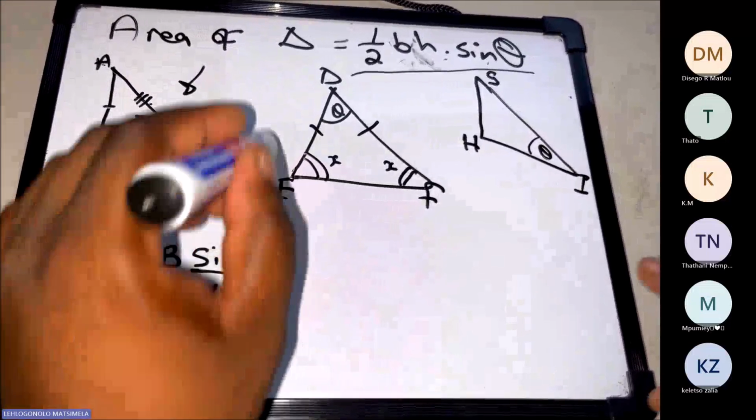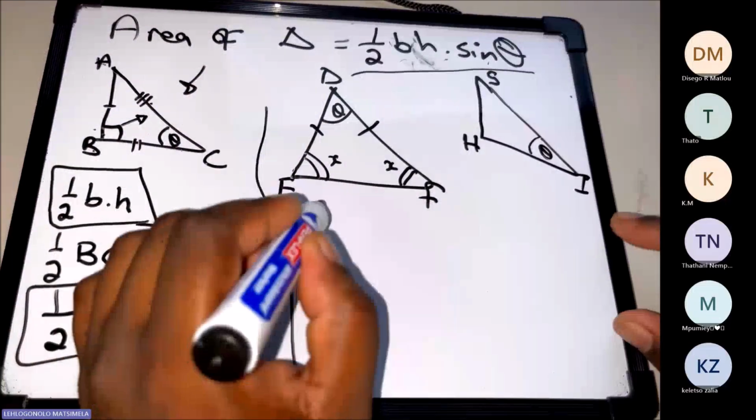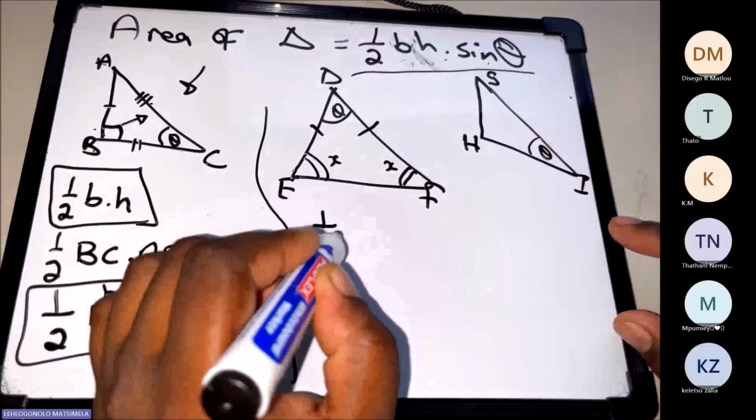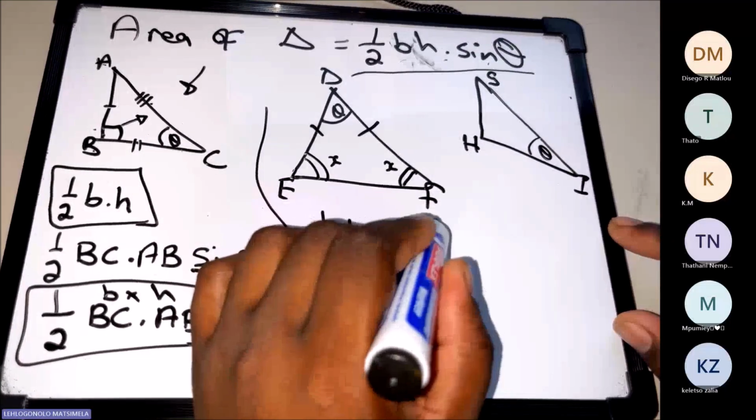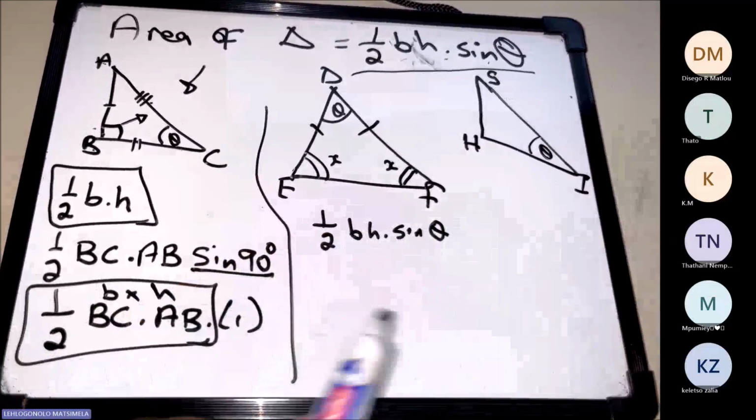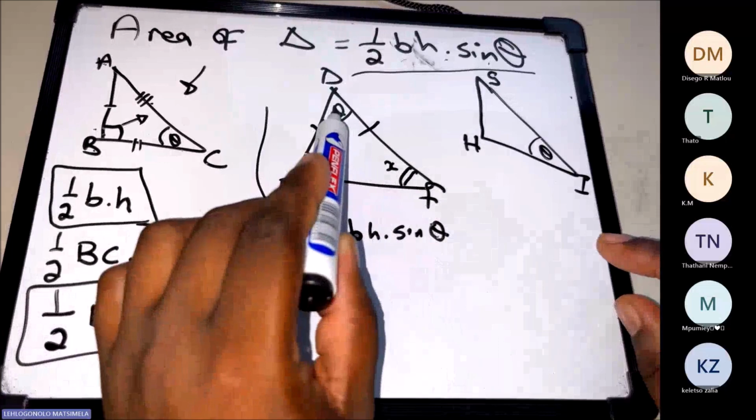But we are not there yet. Let's find the area of this triangle. The area of a triangle simply says half of the base multiplied by the height, or half of side times side multiplied by the sine of the angle. Now, angle A can be anything. This theta doesn't refer specifically to this one.